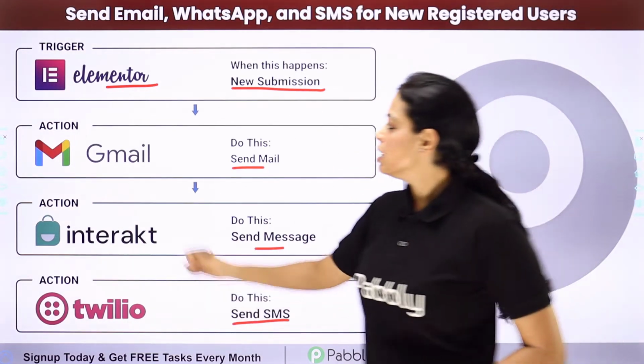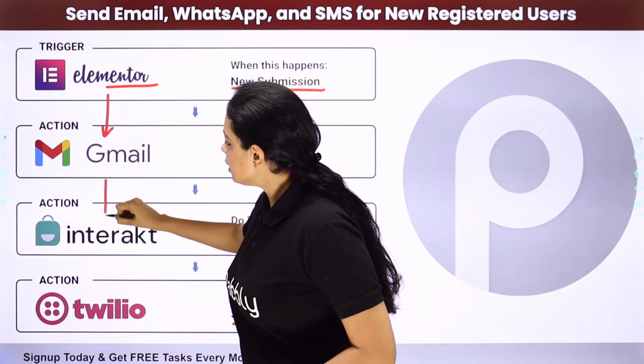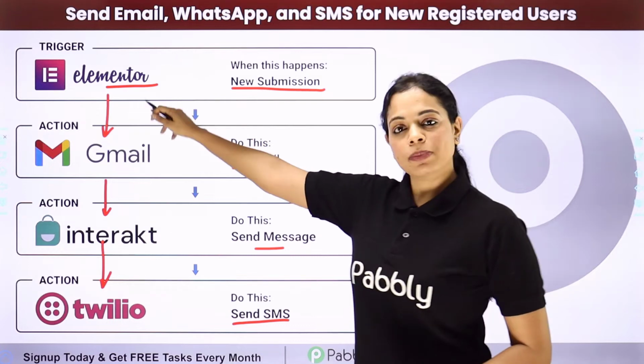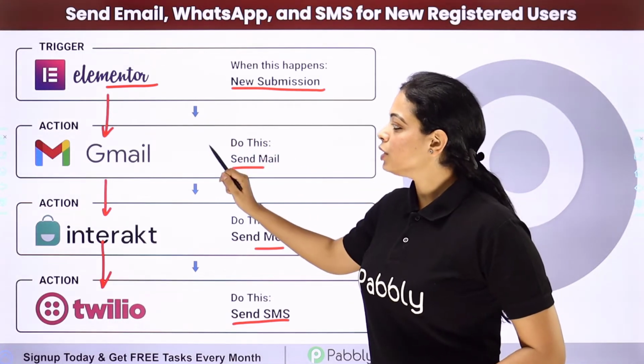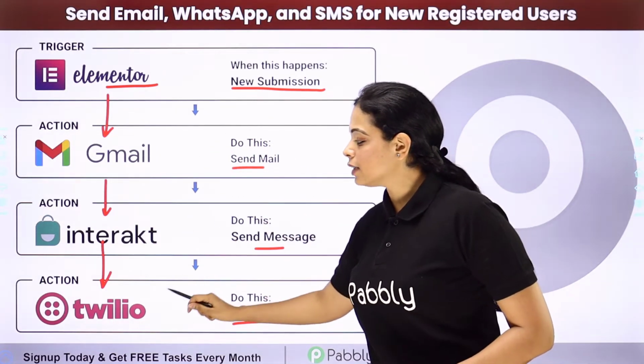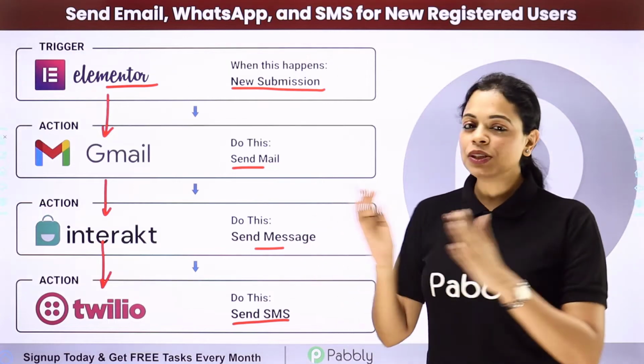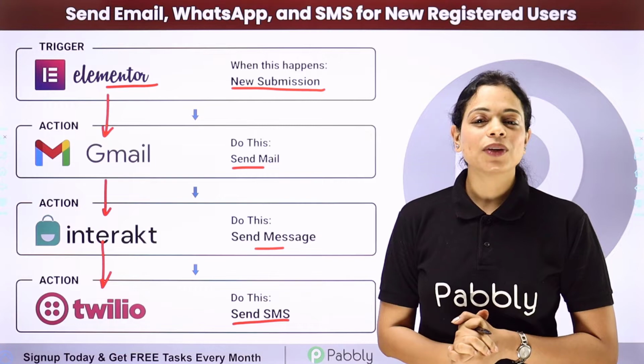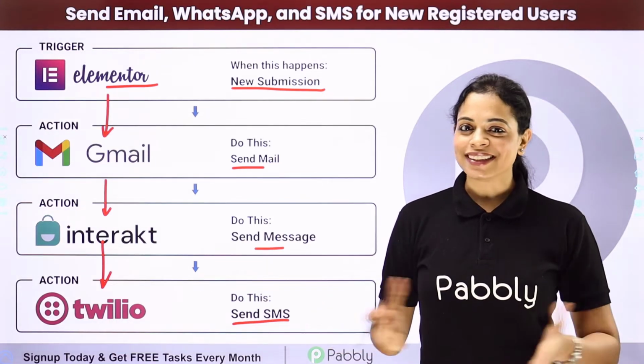How? For this, we will be integrating these applications with the help of Pabbly Connect. So here my trigger application will be Elementor form, then my action applications will be Gmail, Interact and Twilio. Now how can you do this yourself? Integrate and automate this entire process. To understand that, let me take you to my screen.